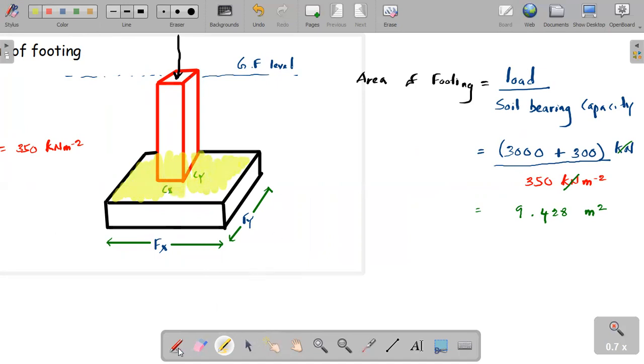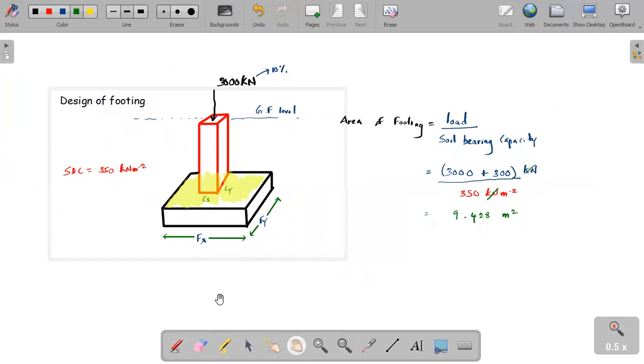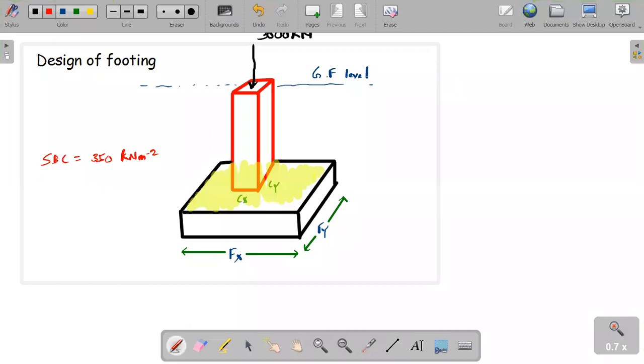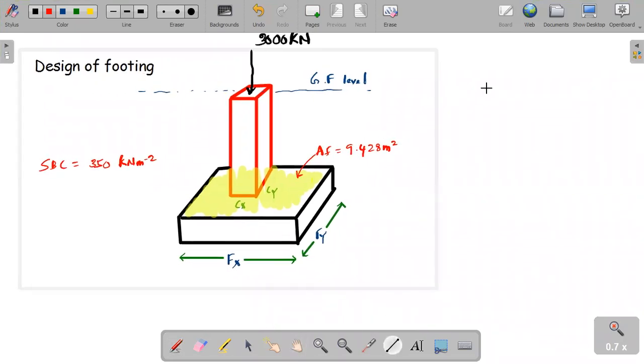Then I need to find fx and fy, that means the length and width of the footing. Okay, please pause the video and write this down, and let's find fx and fy. Okay, we found this area. I will take this area of footing as AF. Area of footing is equal to 9.428 square meters. Then I am going to find fx and fy.